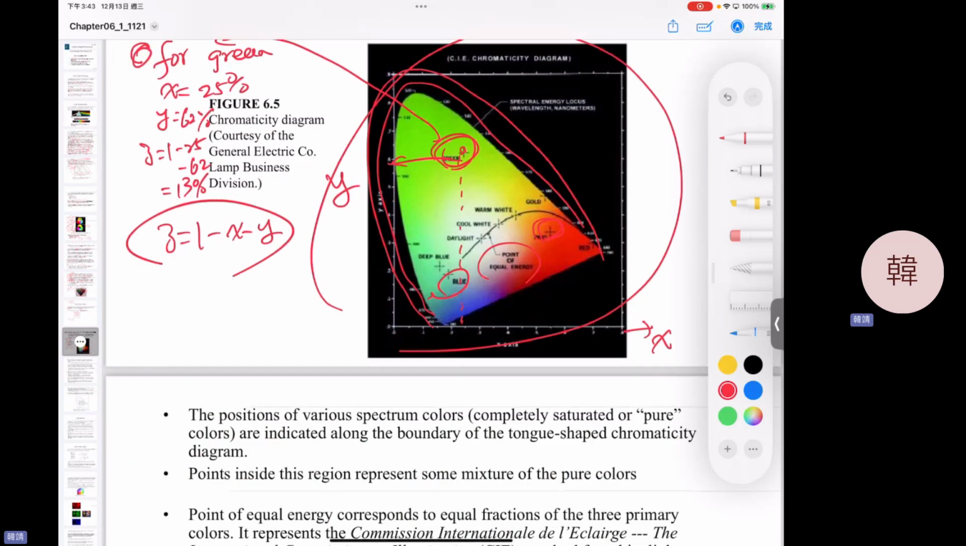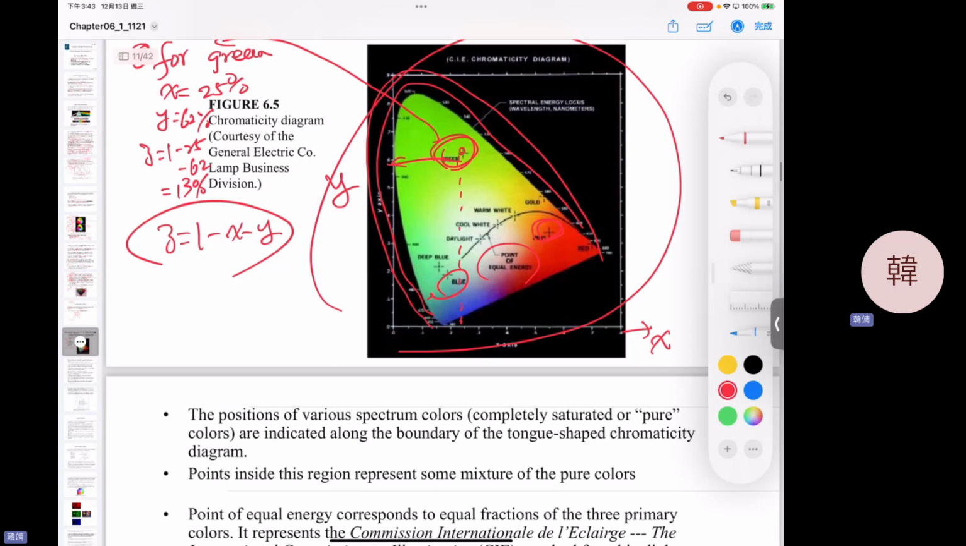We say it's 33 for the X, 33 for the Y, and 33.3 for Z. Okay, so the point will be here. 33, 33.2, 33. See, it's a point of equal energy. Actually, it's a white color there. And all the line around here is warm light, cool white, and warm white. It's all white color, but in different ways.